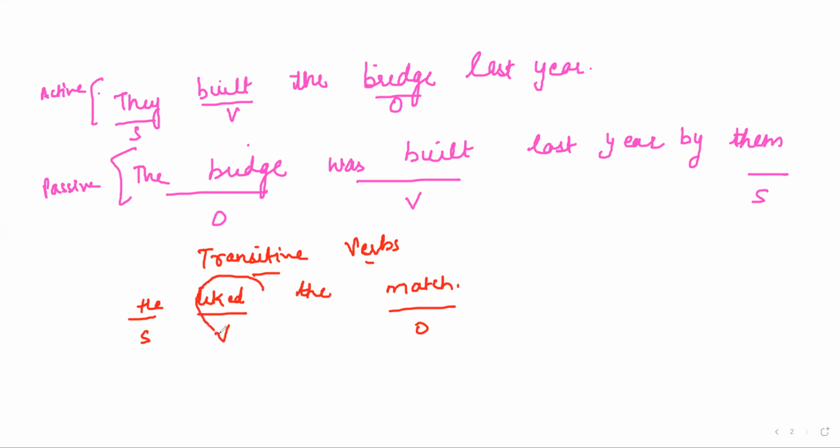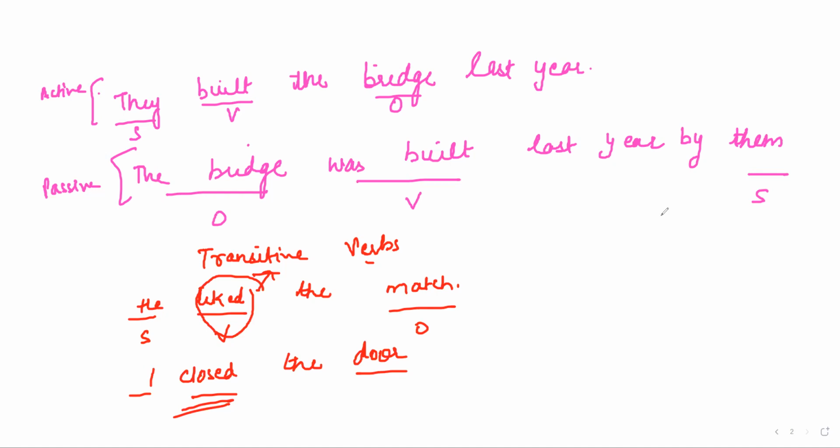So what I want to tell you is that this liked is basically a transitive verb because it is exerting some action on some object. Got it? Similarly, I'll take another example of transitive. I say, I closed the door. Now, I is the subject here, close is the verb here, and door is the object here, right? So this close here also is a transitive verb. I hope this is clear.